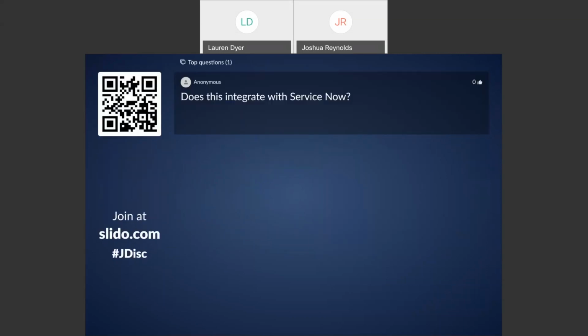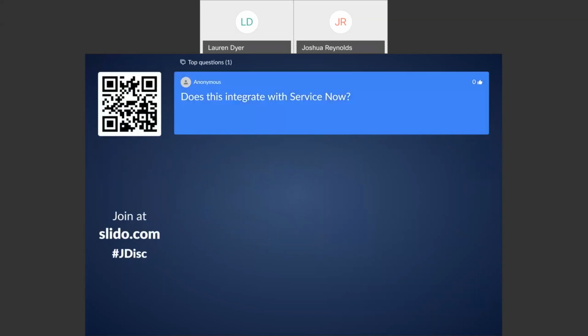Oh, does this integrate with ServiceNow? That's a good question. Does anything integrate with ServiceNow? Yes, if you do it. We have a lot of folks that want to use and do use JDisc data to update ServiceNow. So there's many methods to put data into ServiceNow.